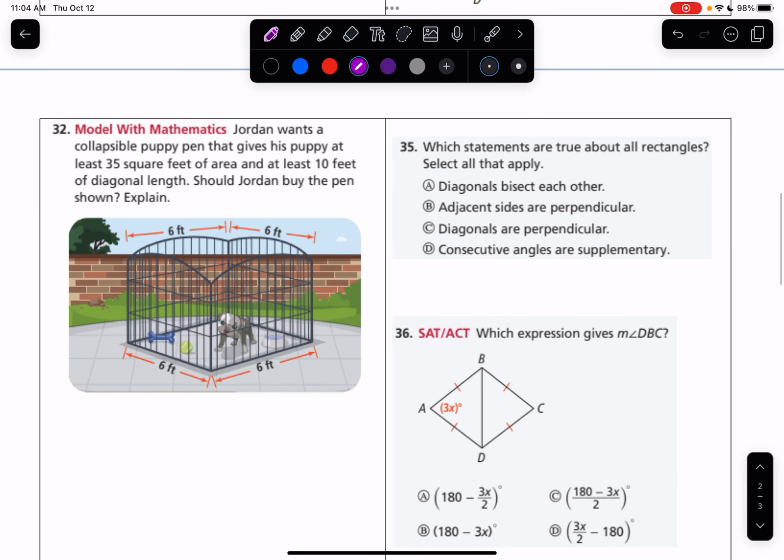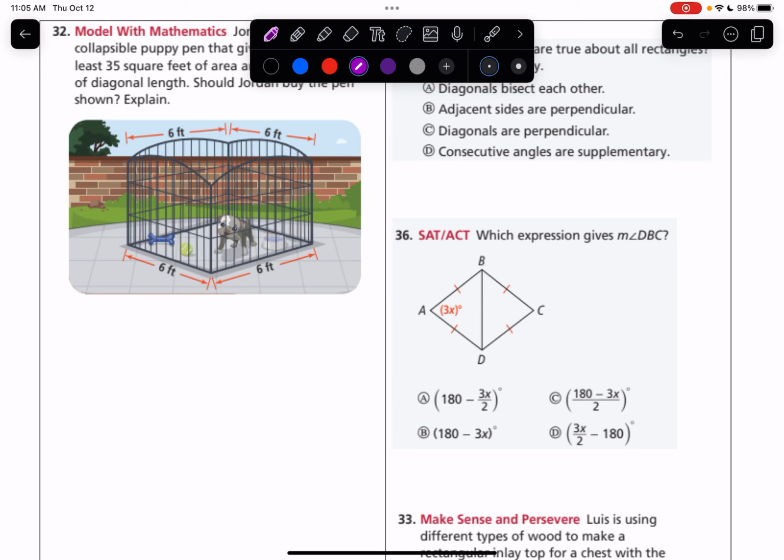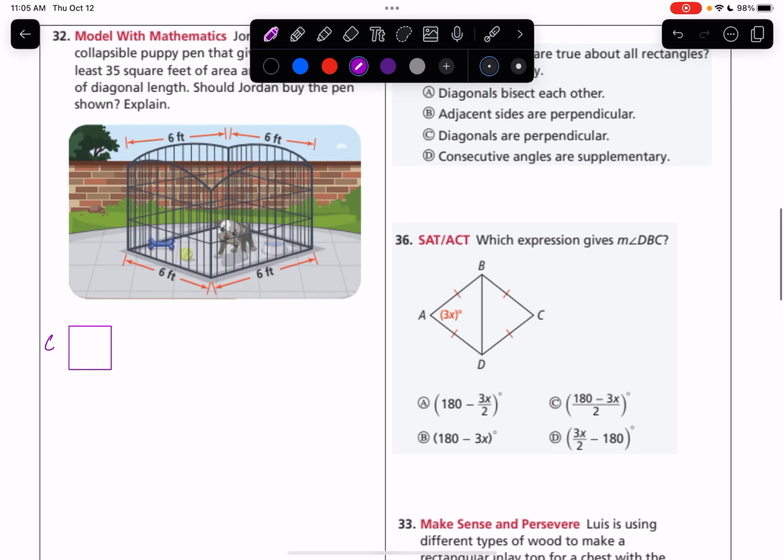Number 32, Jordan wants a collapsible puppy pen that gives his puppy at least 35 square feet of area and at least 10 feet of diagonal length. Should Jordan buy the pen shown and explain? If he wants the pen to have at least 35 square feet of area, then he's probably going to want to put this pen at its square setting so that it is a 6 by 6 square rather than any kind of rhombus. Because a square that is 6 units on all sides is going to be 36 square feet.